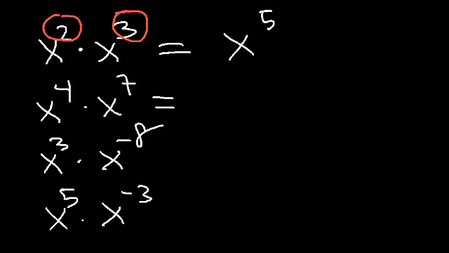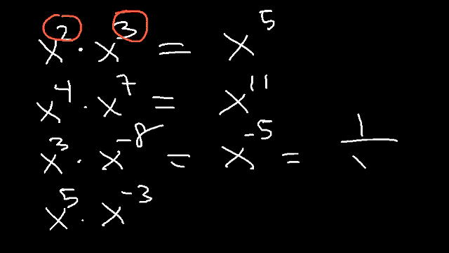So 4 plus 7 is 11. 3 plus negative 8 is negative 5. By the way, if you have a negative exponent, you can rewrite it like this. This is 1 divided by x to the positive 5. If you move the variable from the numerator to the denominator, that's the bottom of the fraction, the exponent will change sign from negative 5 to positive 5.